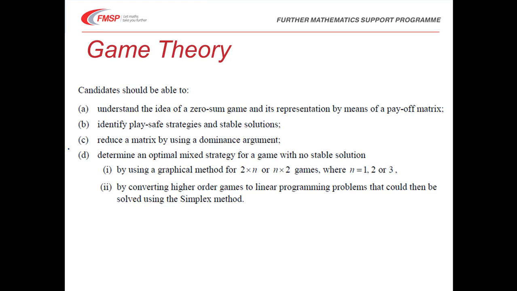Reduce a matrix by using a dominance argument, and determine an optimal mix strategy for a game with no stable solution in two different ways. Firstly, by using a graphical method for 2 by n or n times 2 games, where n equals 1, 2 or 3, or alternatively by considering higher order games as linear programming problems that could then be solved using the simplex method. Just bear in mind, you won't actually be asked to perform the simplex method, but you might be asked to set up and show how it could be used.